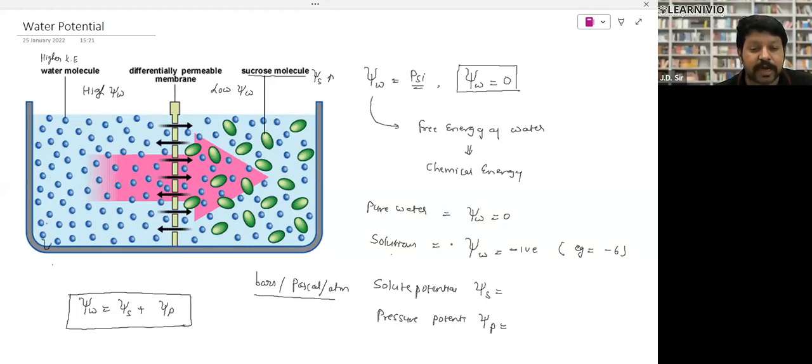Psi W is the free energy of water, right? Free energy means chemical energy of water. Psi W, the water potential of pure water, is always zero. For pure water, try to understand. So what will be the water potential of a solution? It will always be negative. Clear? So pure water has water potential zero, and in a solution, water potential will always be negative. Clear?